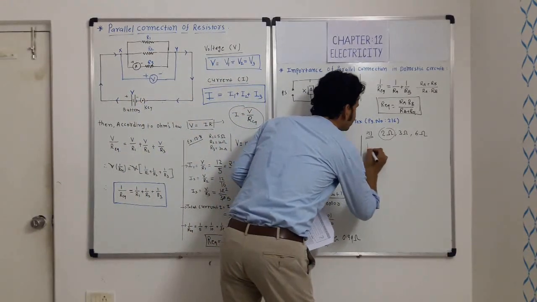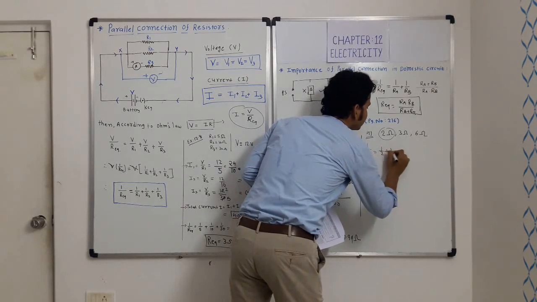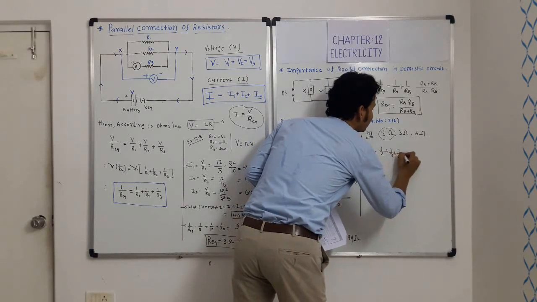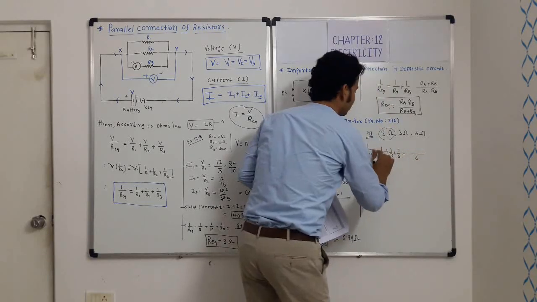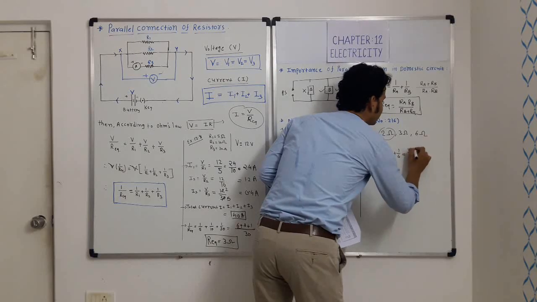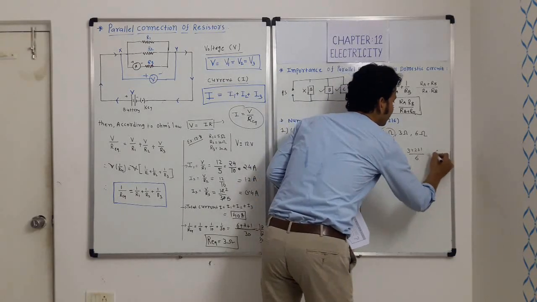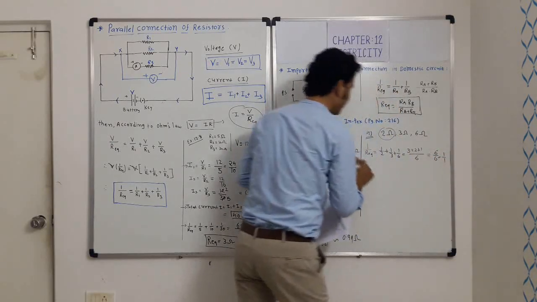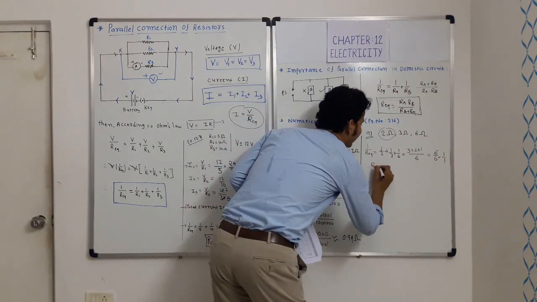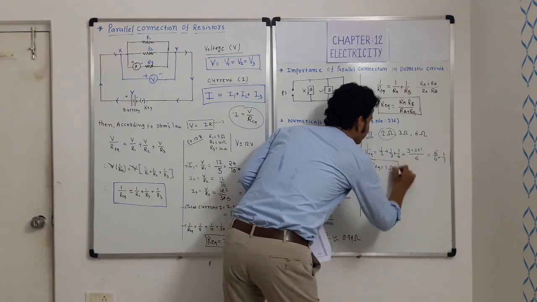So 1 upon R equivalent is equal to 1 upon 2 plus 1 upon 3 plus 1 upon 6. So LCM is 6. So here 2 3s are 6, 3 2s are 6, 6 1s are 6. So 3 plus 2 plus 1 is equal to 6 upon 6. So 1 upon 1. So R equivalent is equal to 1 ohm. Correct.